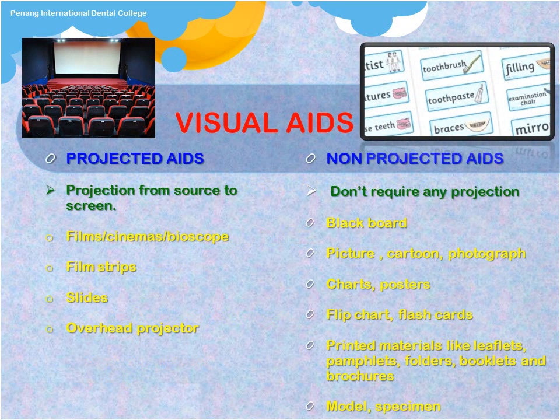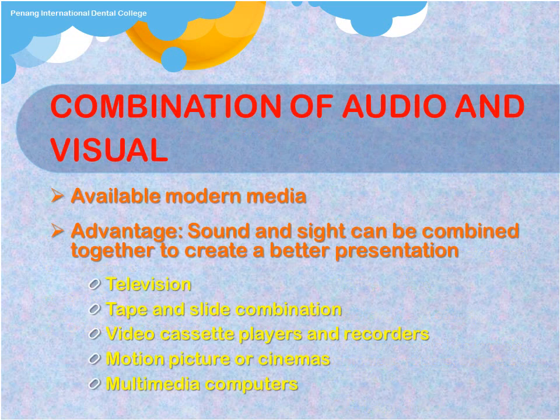The visual aids can be either projected or non-projected. The non-projected are your black and white boards, your charts and posters, and the projected aids, which are present in your lecture halls, that is your overhead projector, your film strips, etc. Yeah, and the slides which you're using. Now, the combination of the audio-visual, this is the best example of what you're having right now. There is your lecture. So, a television, your computers, anything which has the combination of audio and visual are a good example.